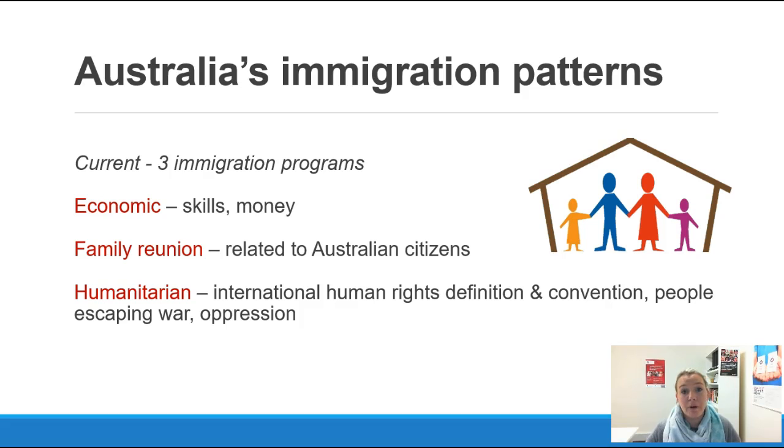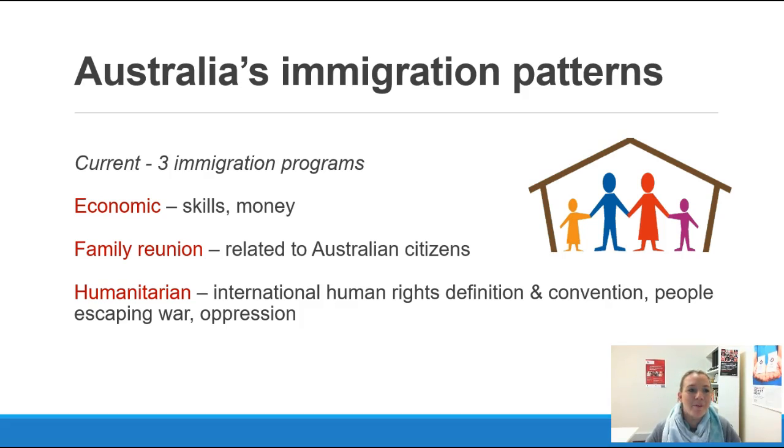So an economic program based on skills and money, which I think a lot of us would be really aware of. Then family reunion, so if you've got family or you're related to an Australian citizen, as well as humanitarian. So I think sometimes the humanitarian immigration program gets the most attention in the wider media and in society, and a lot of talk around it and what it means and what constitutes humanitarian reasons for immigration.